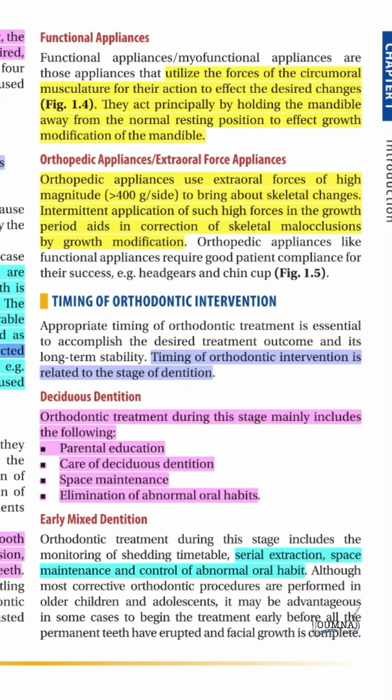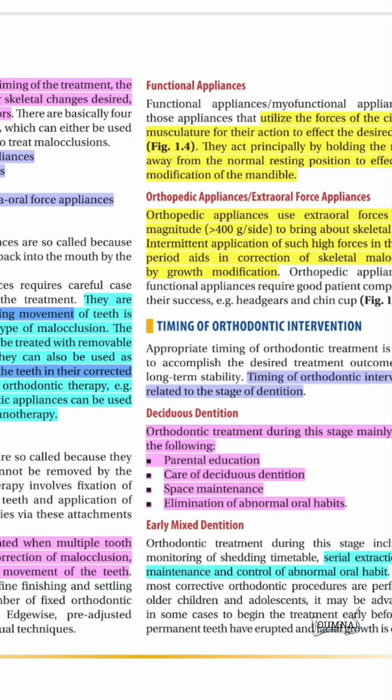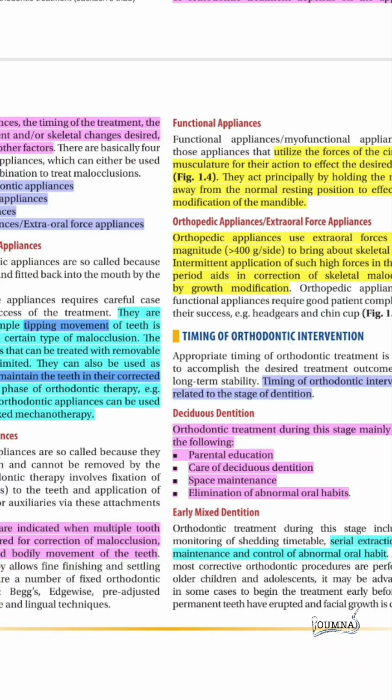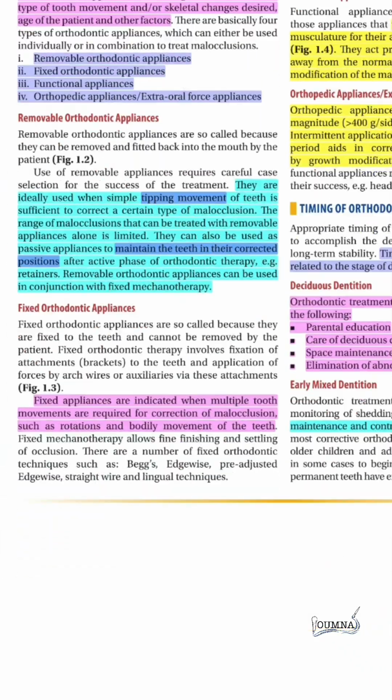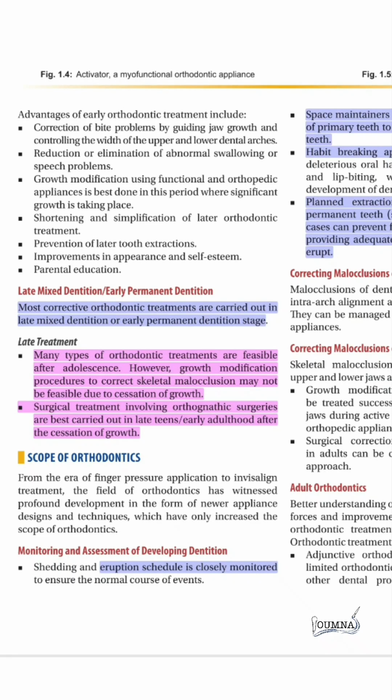Choosing the right time, age, and the appropriate appliance is a crucial step in getting good results of treatment. The best time for doing the treatment is the late mixed dentition or the early permanent dentition stage, but the surgical treatment is usually carried out in the late teens and the early adulthood.